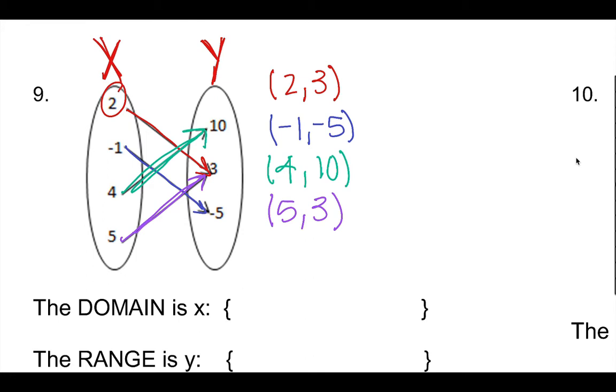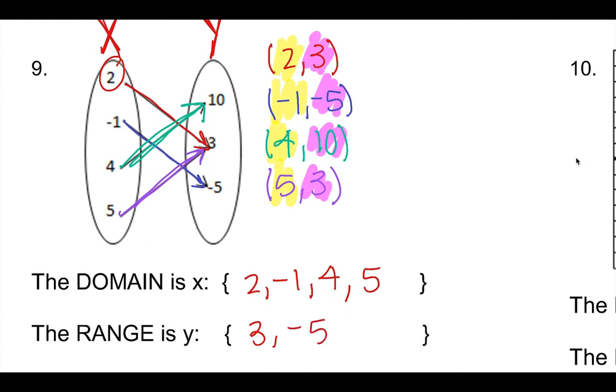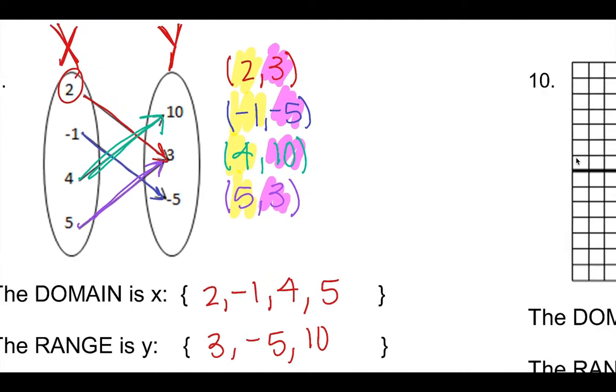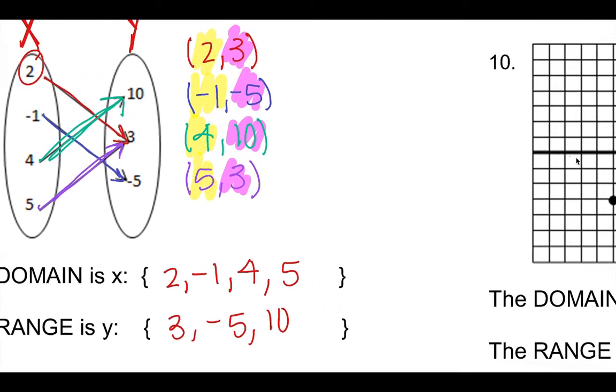So again, let's go ahead and go through this. X values are the first value. So I've got 2, -1, 4, and 5. No repeats, so we're just going to write those out. And then I've got my y values, which are my second values in the points. And I've got 3, -5, 10. And again, I've got 3 again, so I'm not going to list it again because I don't need the repeats listed. That's just extra information we don't need. And that's it. Super, super easy, y'all.